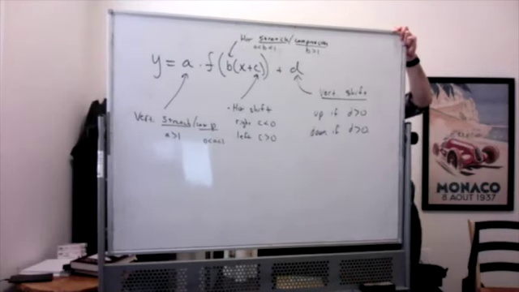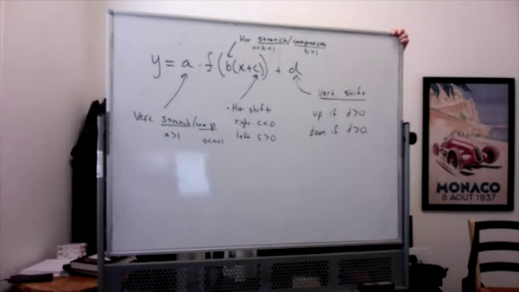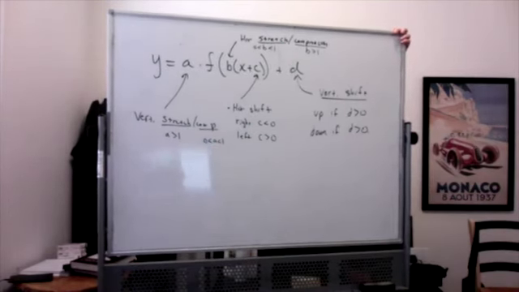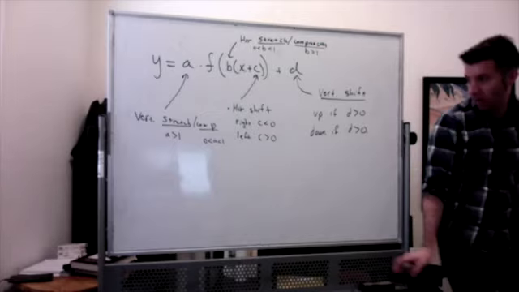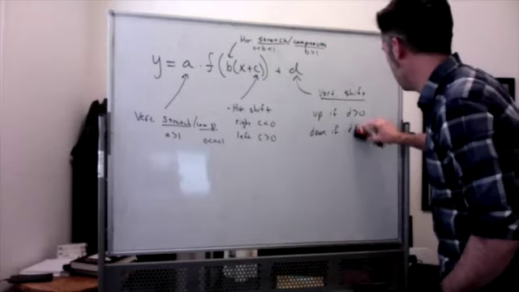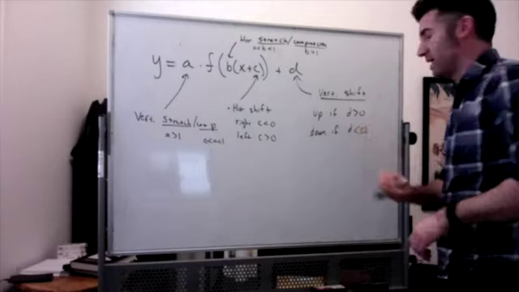It's up if d is greater than 0 and down if d is less than 0. You put greater than in both. Oh, I did. Sorry. Yeah. Thanks. Sorry about that.